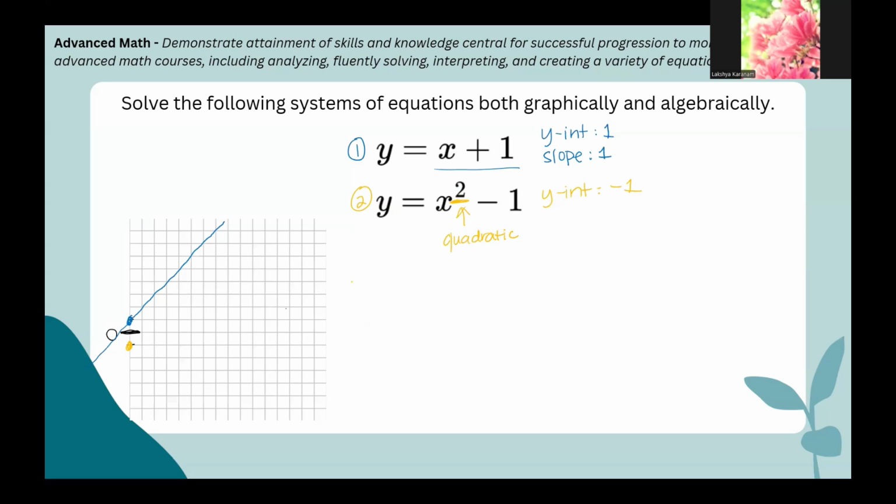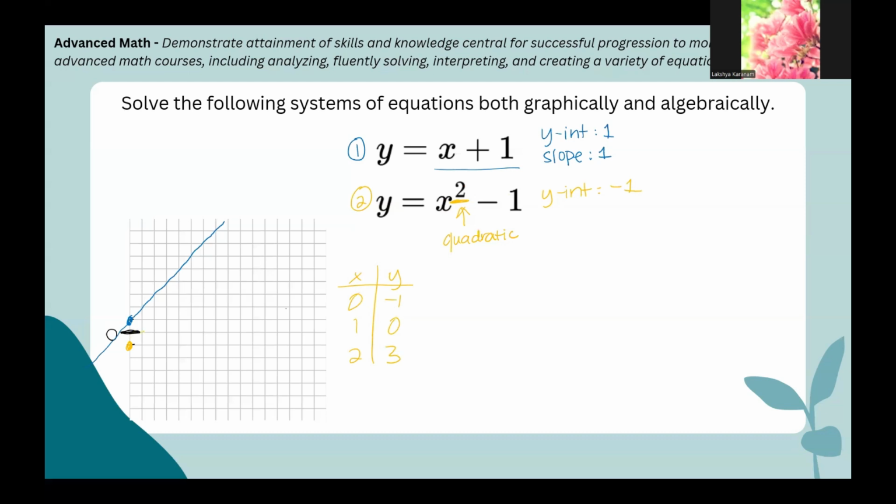So let's plug in. We know that at 0, it's -1. What about at 1? At 1, we're at 0. What about at 2? At 2, it's 2 squared, 4. 4 minus 1 is 3. So now we have a couple of points here. Let's go ahead and graph this.